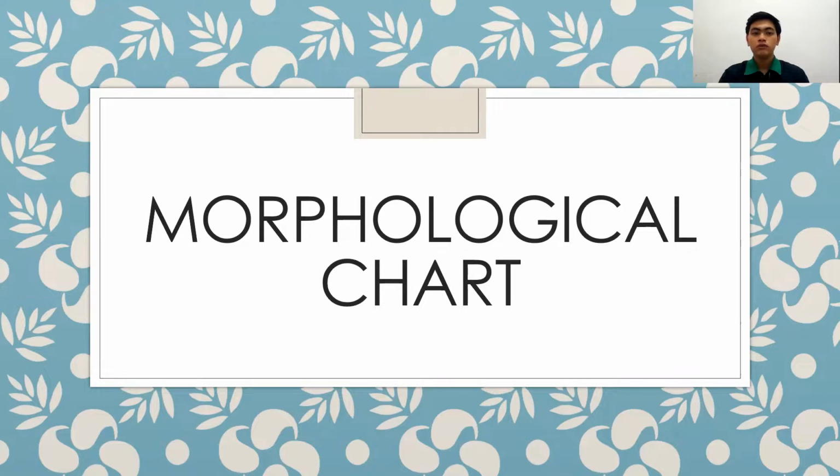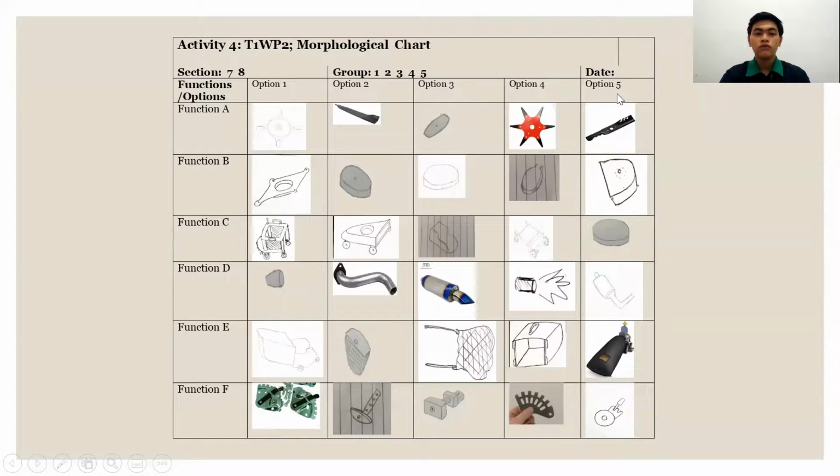Now, I will explain about the morphological chart. For the morphological chart, we gather the concept design for our product from each member. Then, we filter all the parts design based on suitable and reasonable aspects before finalizing our final design.